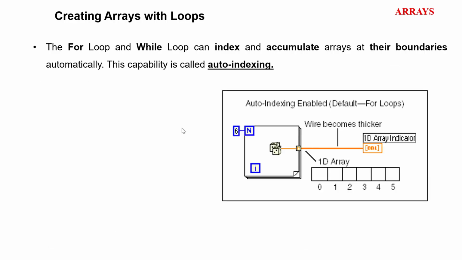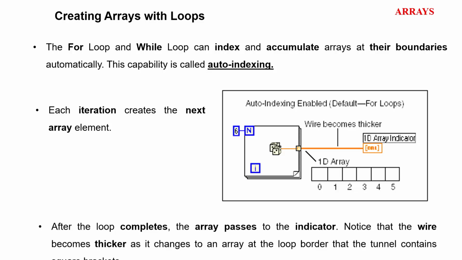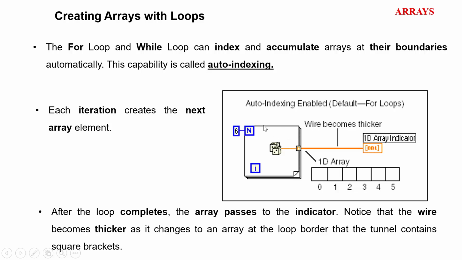The For Loop and While Loop can index and accumulate arrays at their boundaries automatically. This capability is known as auto-indexing. Here, each iteration creates the next array element. Here, we have a For Loop where the number of iterations is 6. We have a random signal generator. In each iteration, it will give you one element into the array. After the loop completes, the array passes to the indicator.